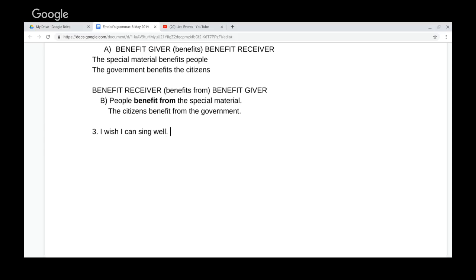A very simple sentence. All you have to tell me is that we're talking about a dream, a wish, and we say, I wish I can sing well. Trust me, I love this grammar rule. When you go through this, you'll love it too. You tell me, what is wrong with this sentence? Raj, tell me here.